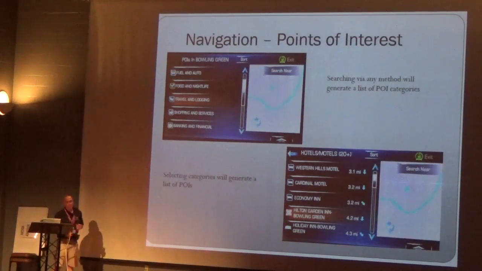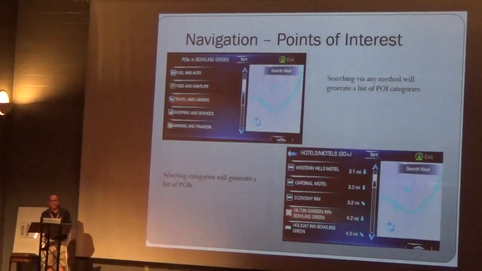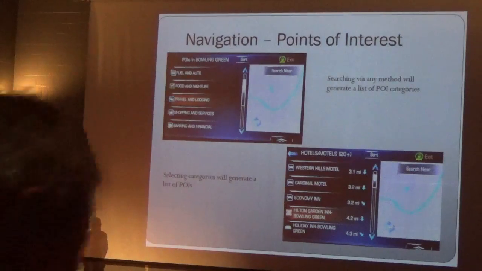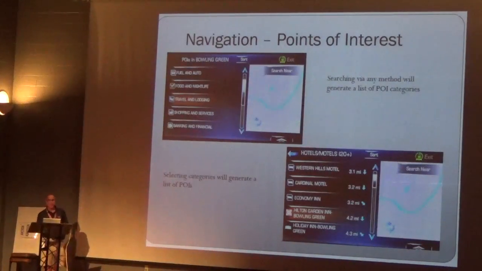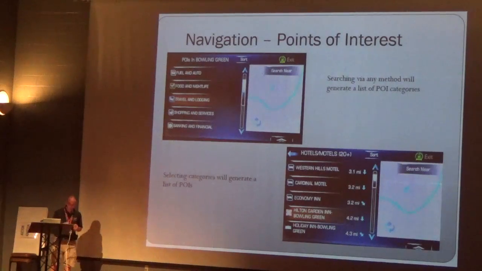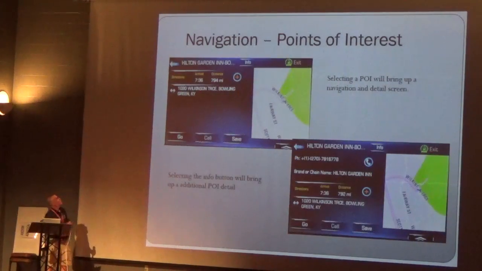All right. Continuing on points of interest, no matter what vehicle year you're in, searching via any method is going to bring up a list of POI categories. Selecting a category is going to generate a list of POIs. Selecting a POI is going to bring up a navigation details screen. This is the Go Save screen that I was referring to. So here's the Go Save, okay?